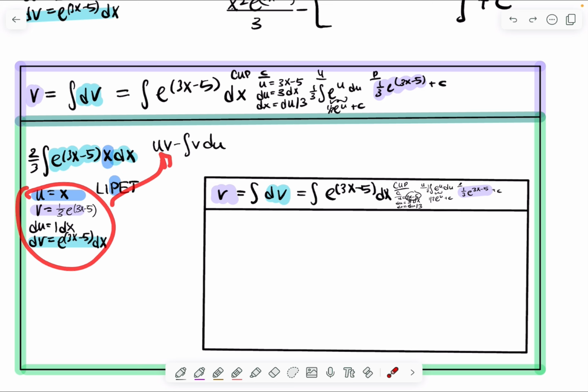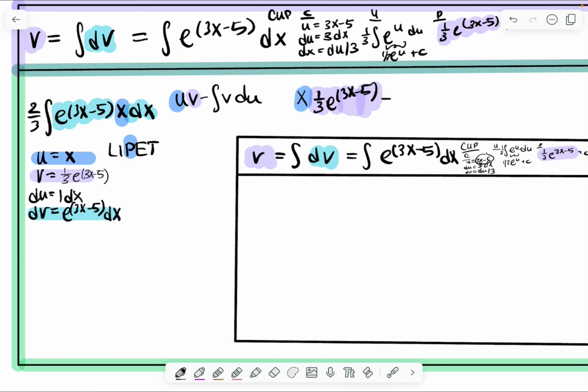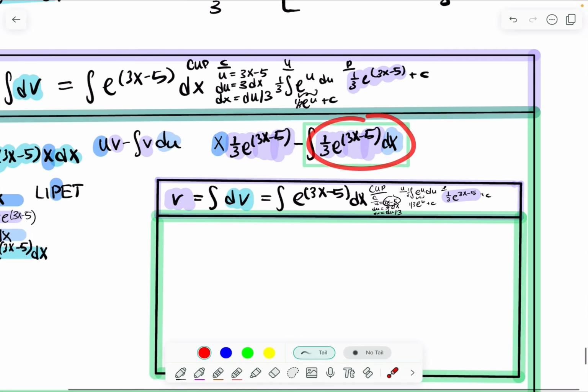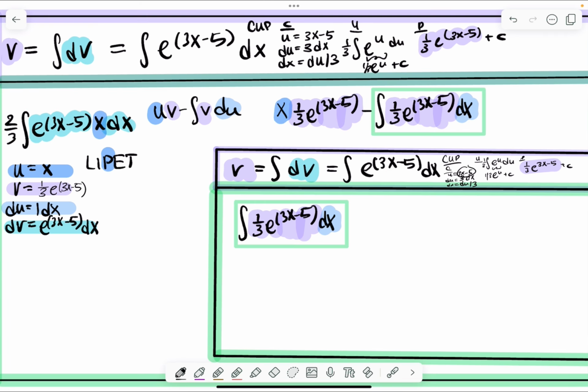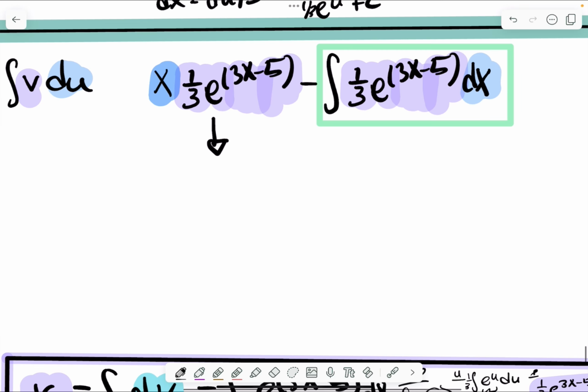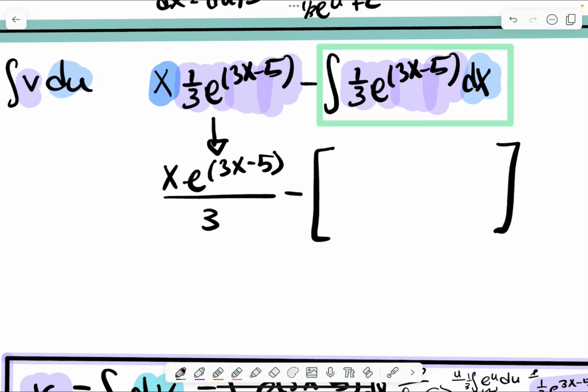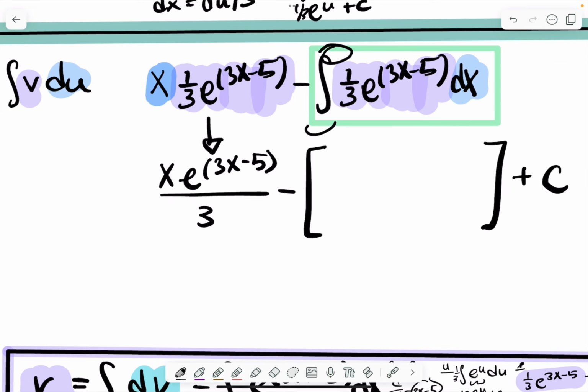Now that we have everything we need for our formula, we're going to go ahead and plug those things in. So u is x, v is this, minus the integral of v again, times du, which is just dx. Now here's the second integral we have to do for this problem. So we're going to do that integral in its box. But before that, you know I like to drop things down. So this drops down to being x e to the 3x minus 5 over 3 minus whatever I get for this integral plus c, because it's an indefinite integral.